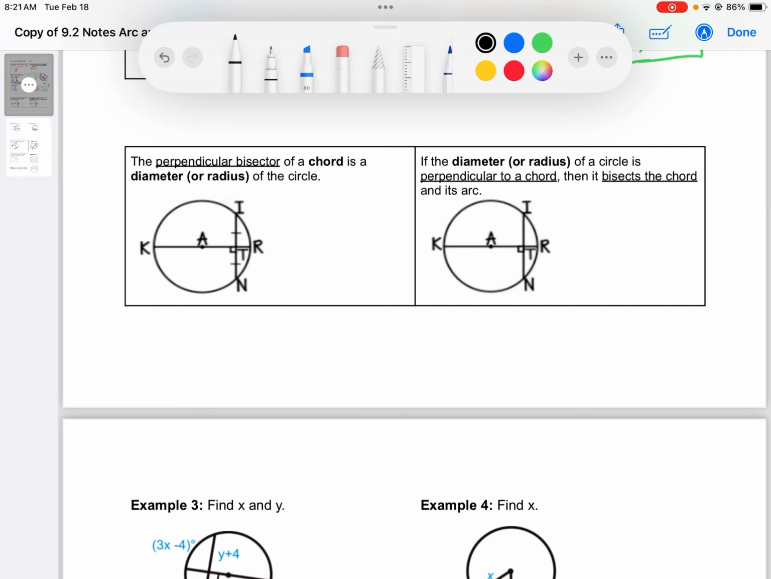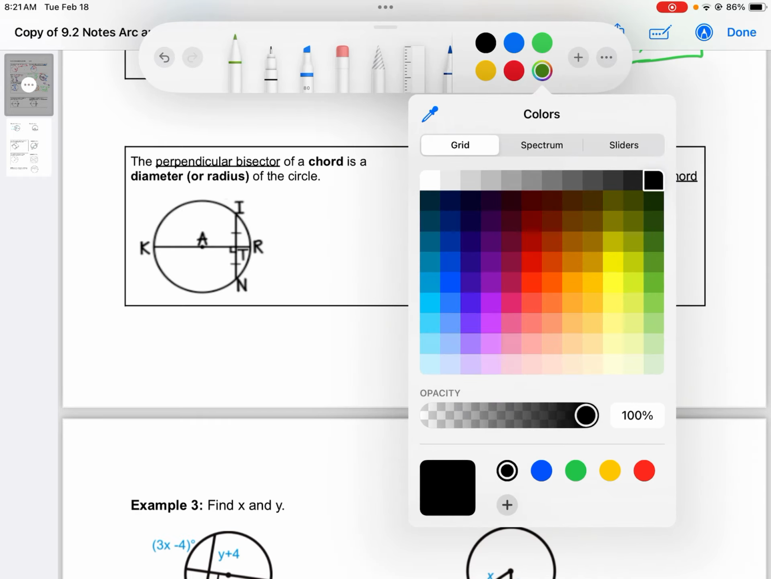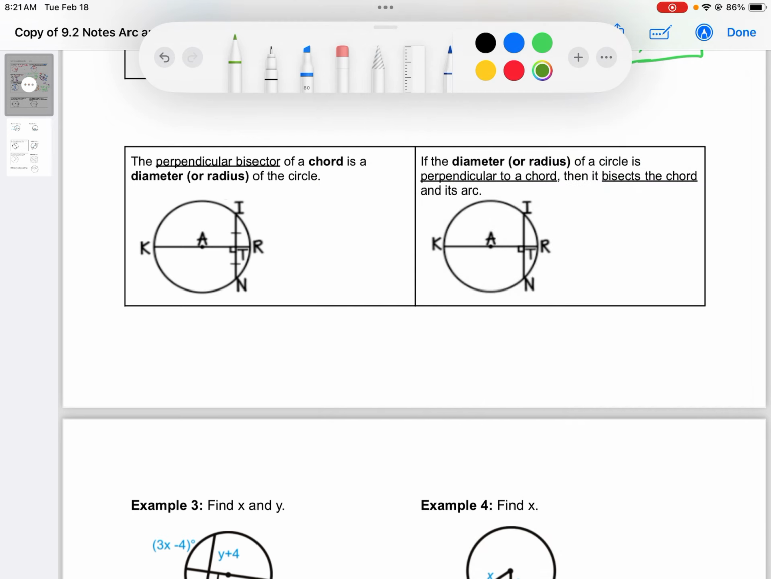All right, just a couple other notes right here real quick. The perpendicular bisector, remember that means two things. It means 90 degrees and it means cut in half. So if we have a chord, in this case it would be IN, the green line that I'm tracing right now, and we find its perpendicular bisector, that means it's got to do two things. It cuts it at 90 degrees and it cuts it in half. See the little marks that mean that's equal to that?